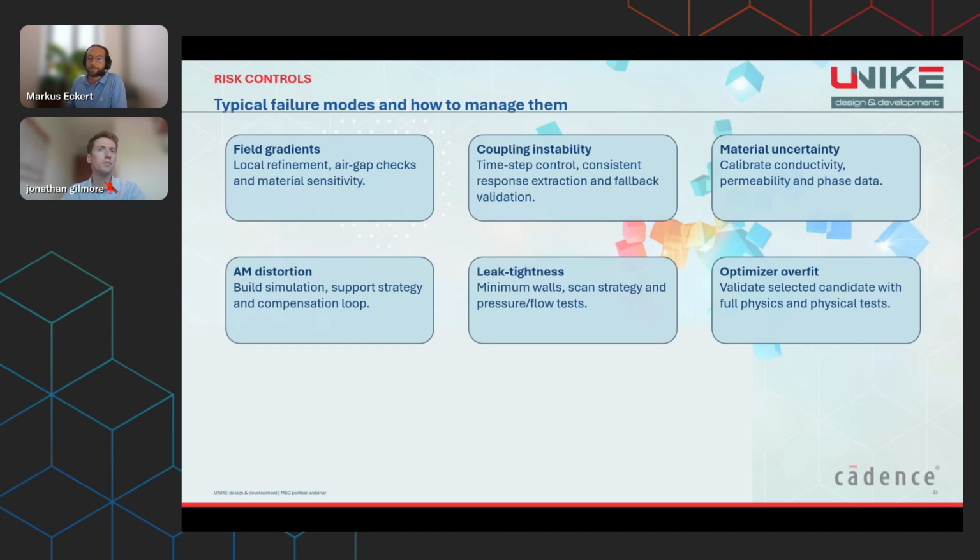Additive manufacturing distortion requires build simulation, support strategy, and a compensation loop. Leak tightness requires minimum walls, scan strategy, as well as pressure and flow tests. Finally, the optimizer must not overfit. A candidate that looks optimal in a surrogate model still has to be confirmed with full physics and physical tests. The method is powerful, but it remains engineering. Risks have to be made explicit and controlled.